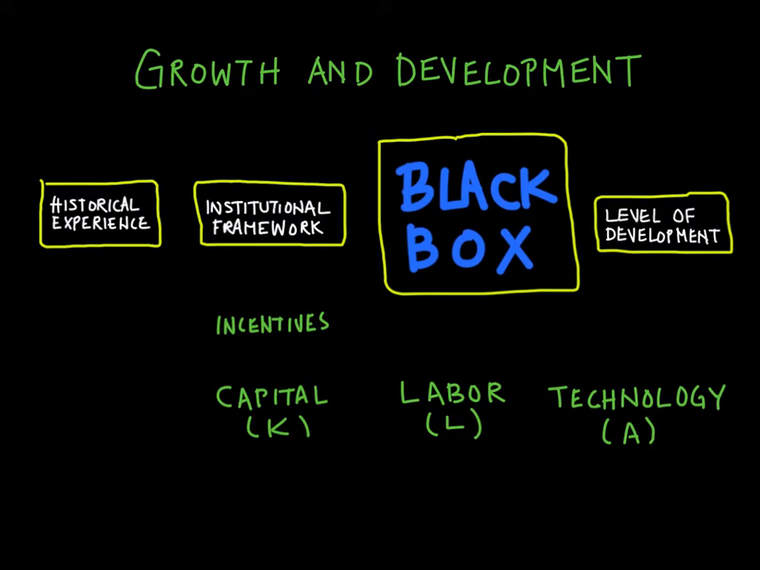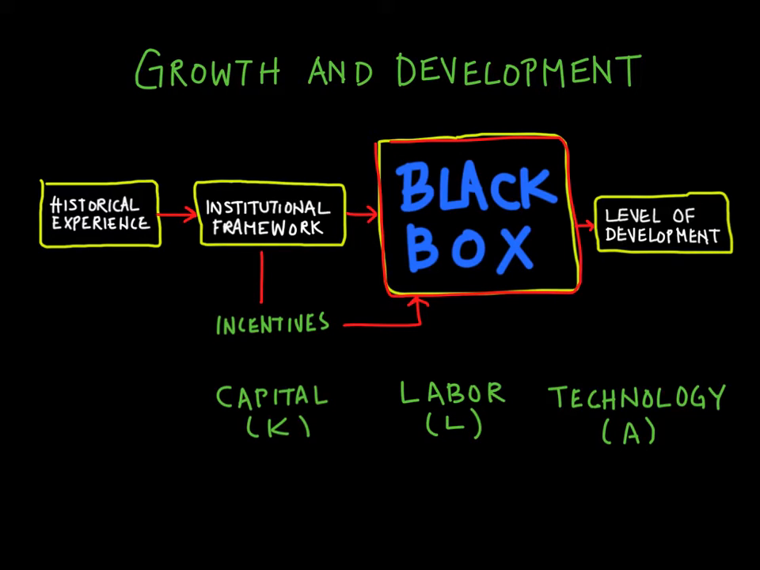In a bigger picture, we see that a country's historical experience will help explain that, because historical experience, especially colonialism, will determine the country's institutional framework, and the institutional framework will set up the incentives that operate within the economies of those countries. And of course, what we are thinking about here is this black box right here. What kind of economic policies should we put into this black box in order to achieve a level of development, and in this case, a high level of per capita income?